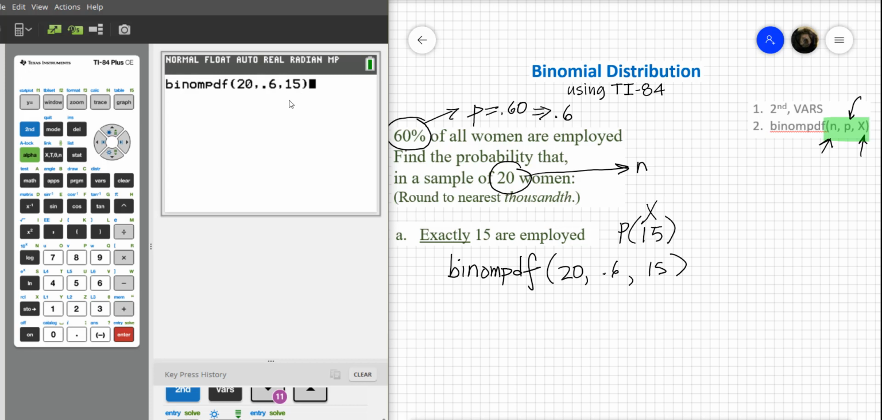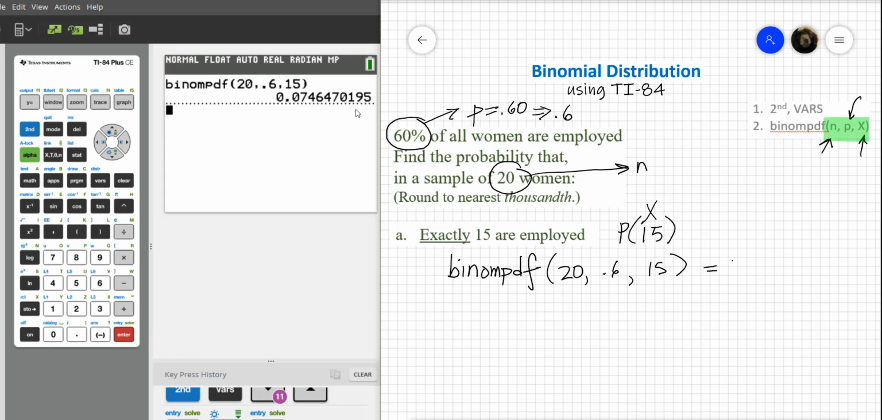Now it says binomial PDF, parenthesis 20, comma 0.6, comma 15. To do the actual calculation, you would just hit enter. As a decimal, this is 0.0746. And if I'm rounding to the nearest thousandth, the 4 is in the thousandths place. Because there's a 6 in the next place, you'll round up. Therefore, rounded, this would be approximately 0.075.